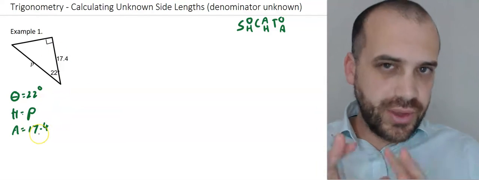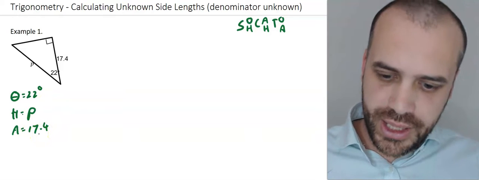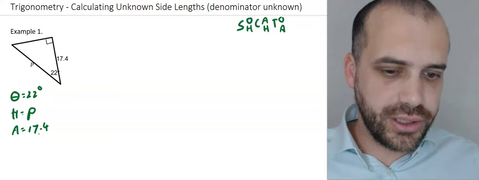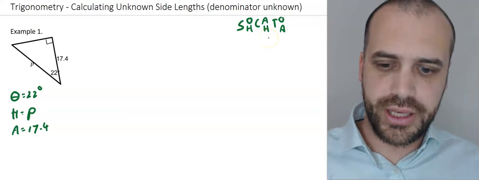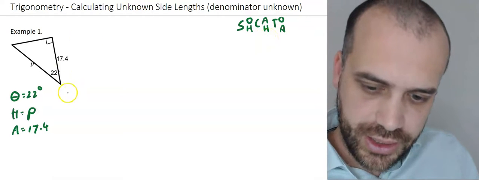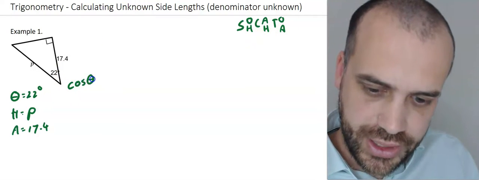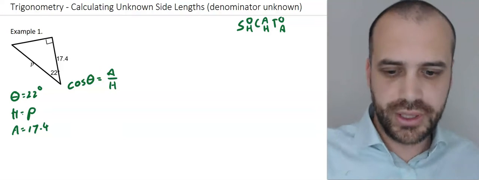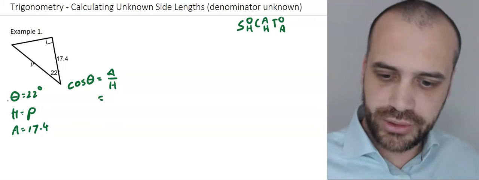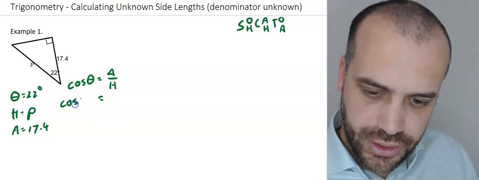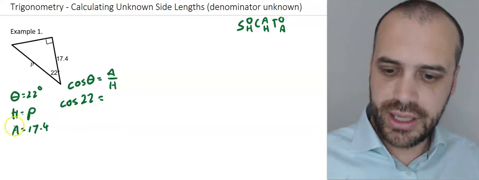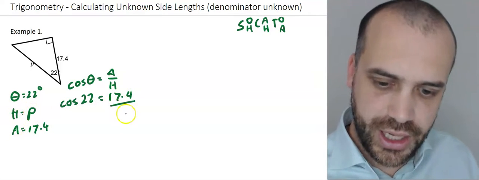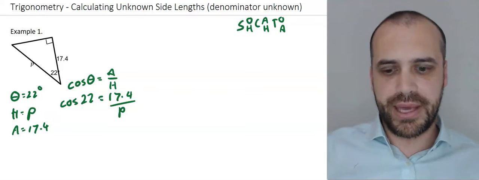So now that we know the state of play, we can see A and H, so we look for the ratio that has A and H in it, and that is this one right here. So now we know that cos theta is equal to adjacent over hypotenuse. And in this particular triangle, that means that cos 22 is equal to 17.4 over, and the H value in this case is the letter P.